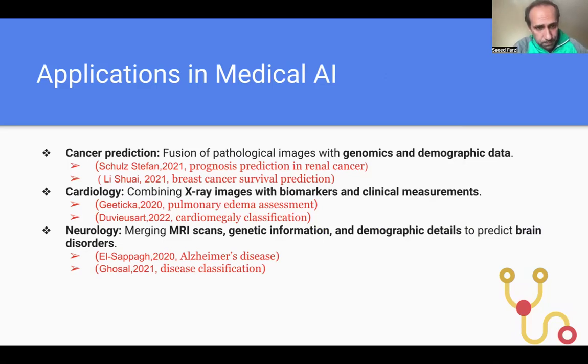In cancer detection, fusion of pathological images with genomic and demographic data is one of the good applications of this technique. In cardiology, combining X-ray images with biomarkers and clinical measurements. In neurology, merging MRI scans, genetic information, and demographic data, three different modalities, to predict brain disorders. I list all the latest published papers here in this video.